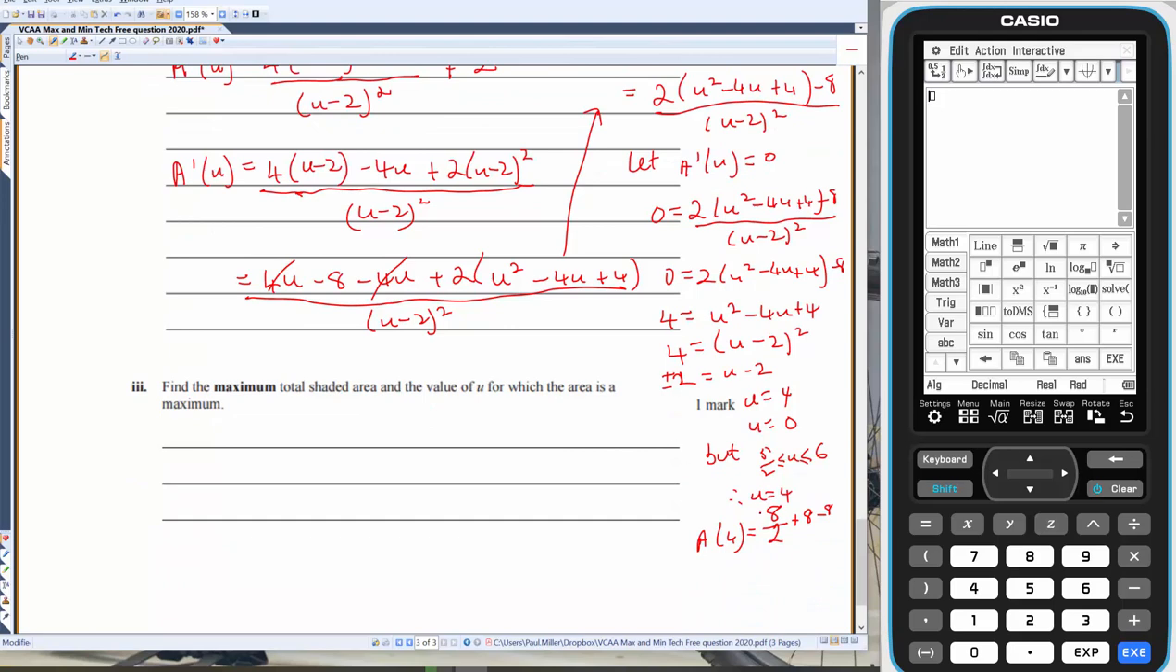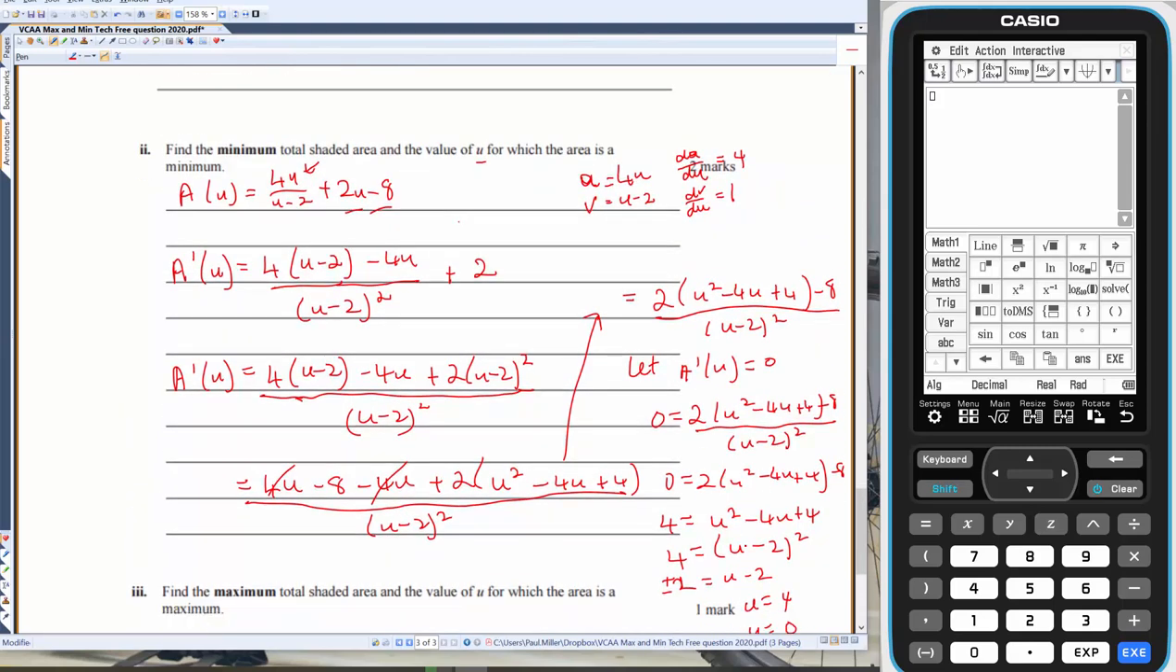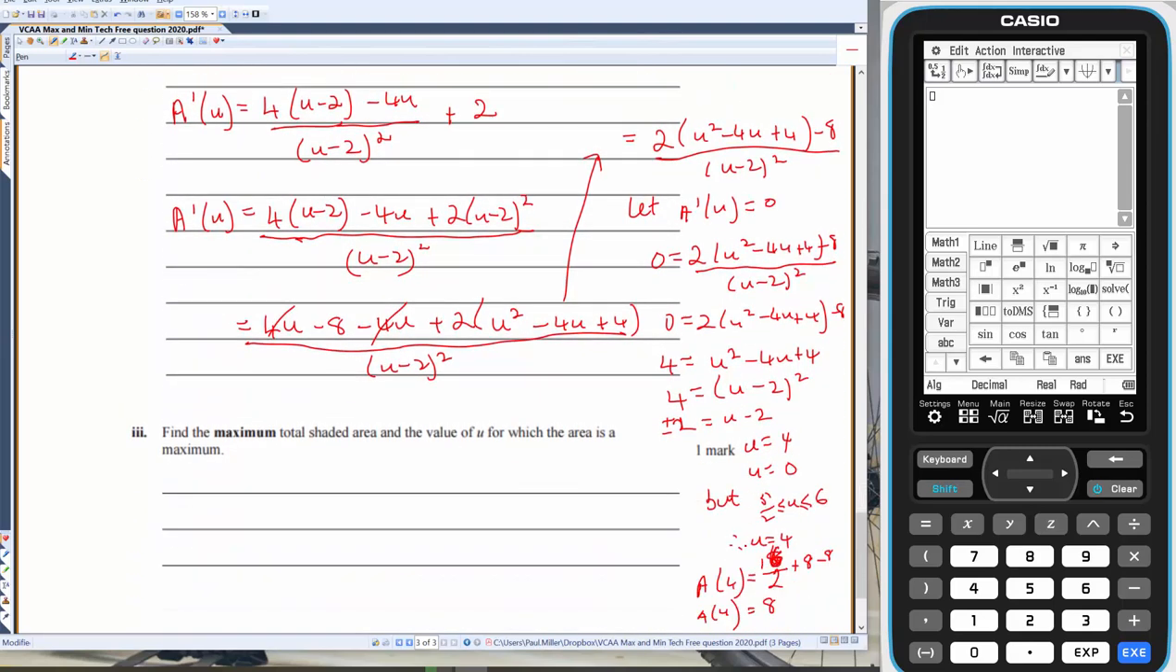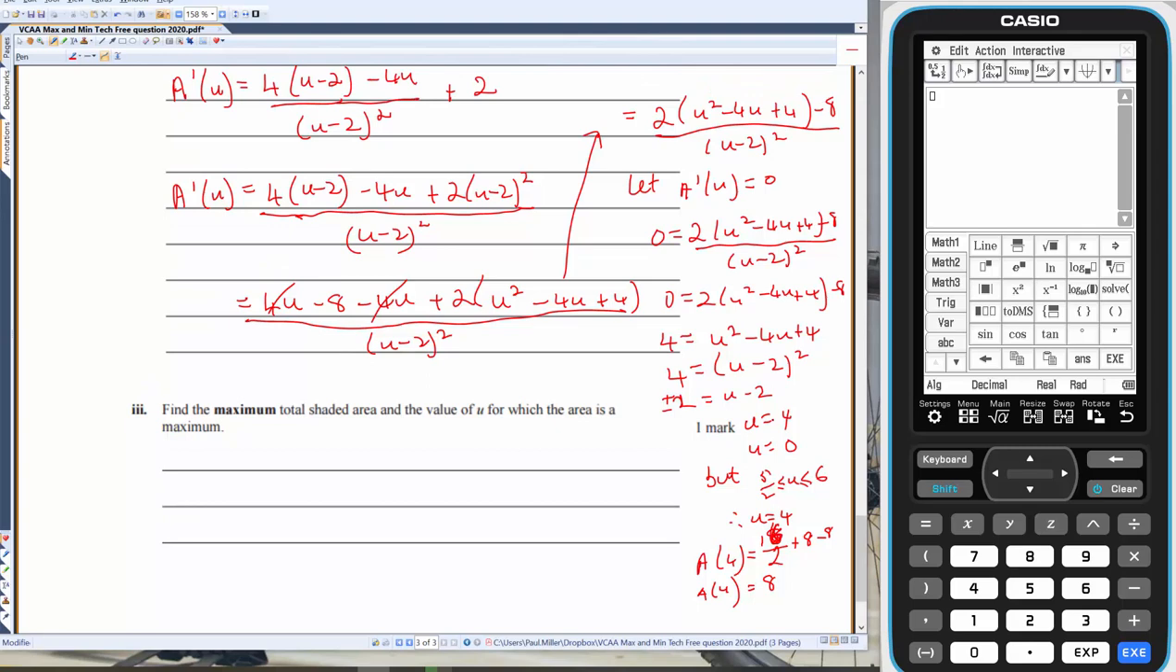So 4 times 4, that should be 16. 16 over 2 equals 8. A of 4 equals 8. So the minimum shaded area rather, appears to be 8. And I'd probably be inclined to put some units because that's an area. So units squared.